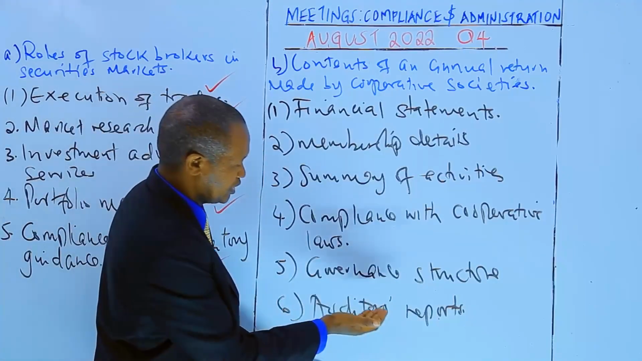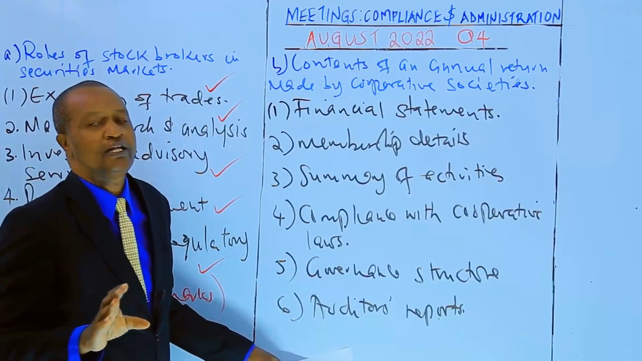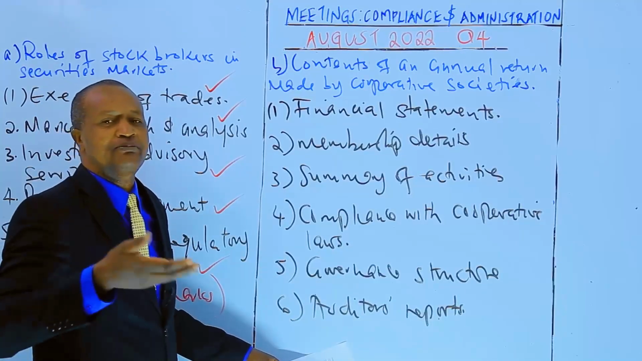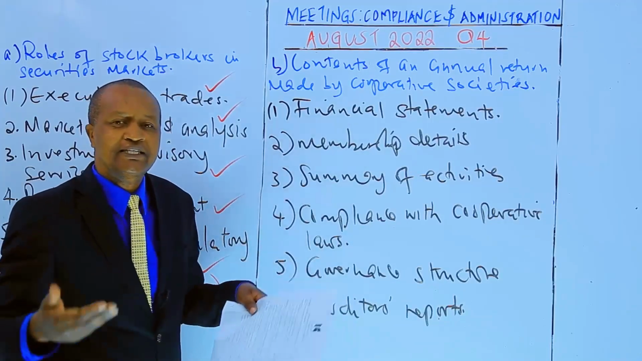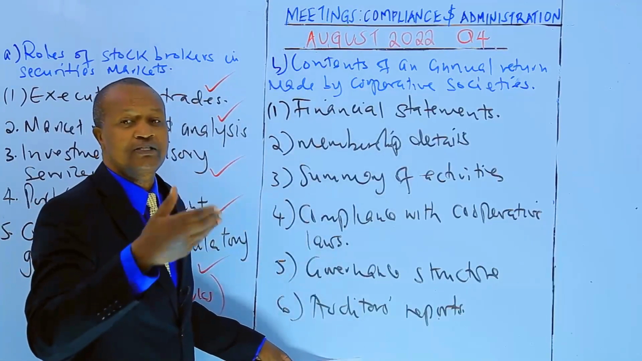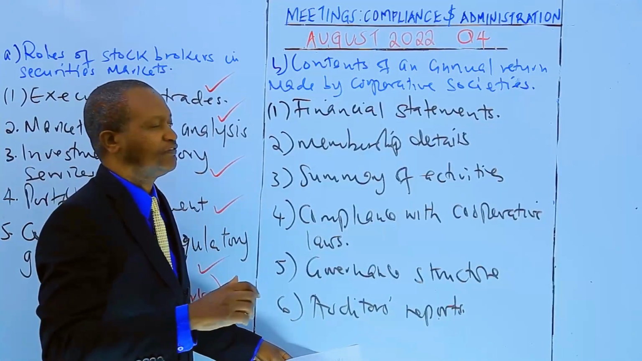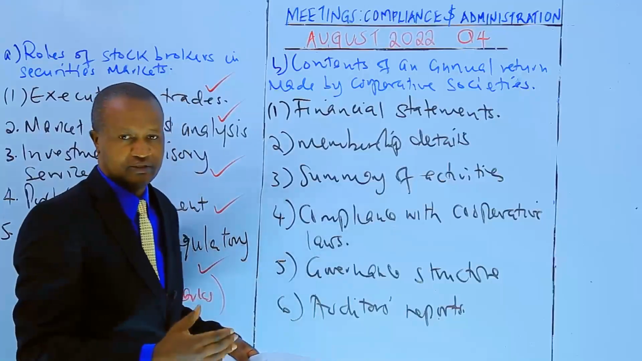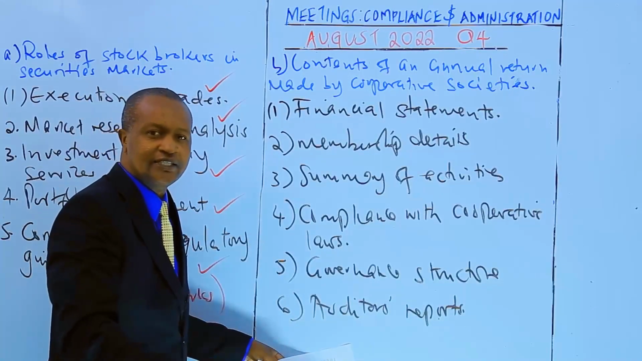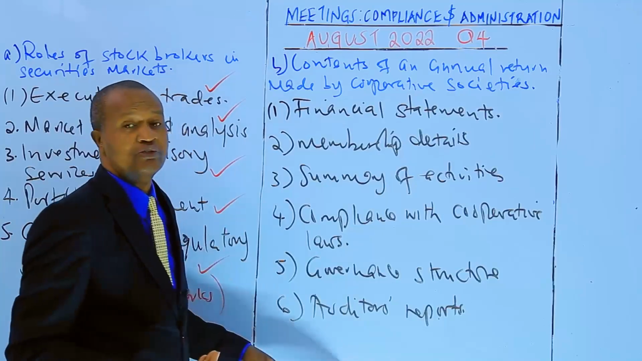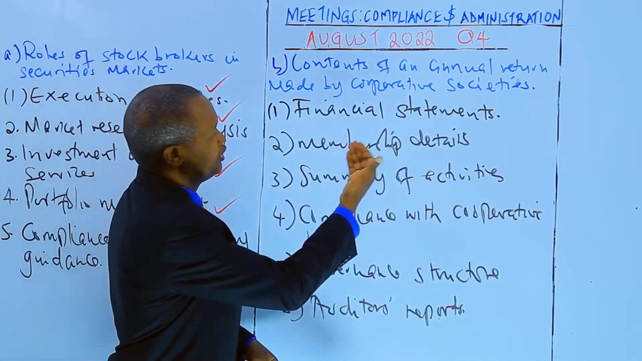Then lastly, we have the auditor's report. The return may include an auditor's report providing an independent assessment of the cooperative society's financial statements and the overall financial health. And the auditor's report, candidates, adds credibility to the financial information presented in the annual return.